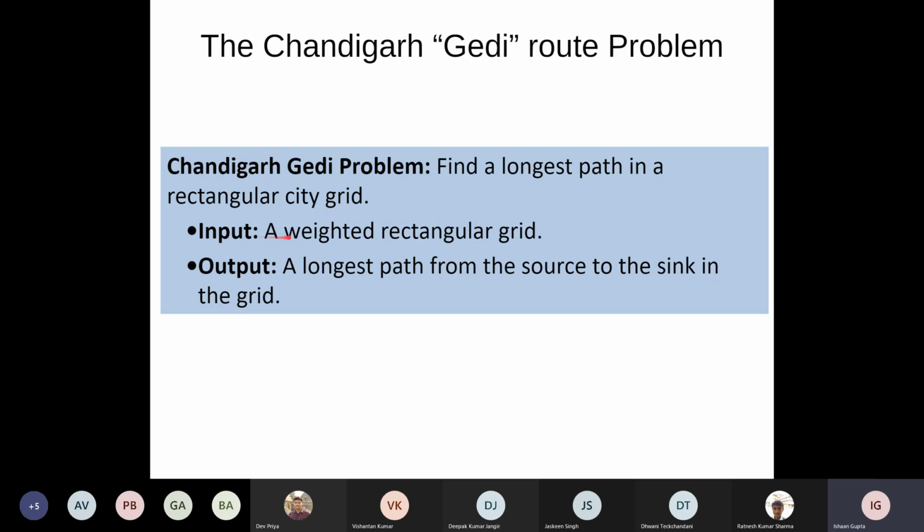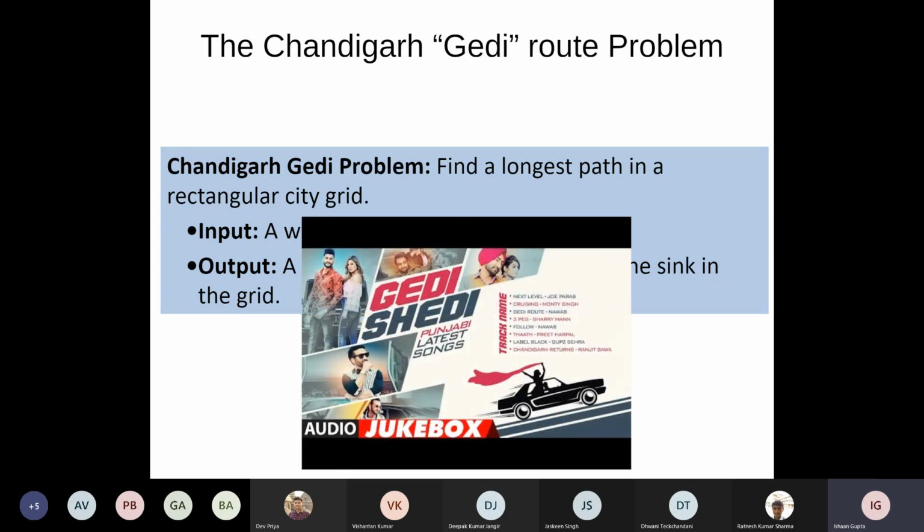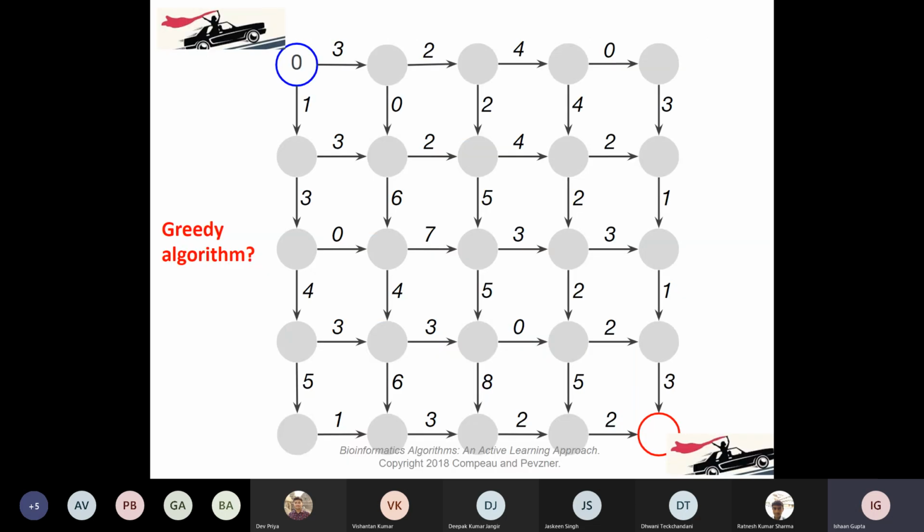So the input here is a weighted rectangular grid, like I showed you. And the output is the longest path that you can take from the source, that is your starting position, to the sink in the grid, which is the position where you end up. All right. And again, you can see a lot of popular culture around it. Now, if you would want to solve this problem, one algorithm that we have already talked about earlier that can be used is the greedy algorithm, right?